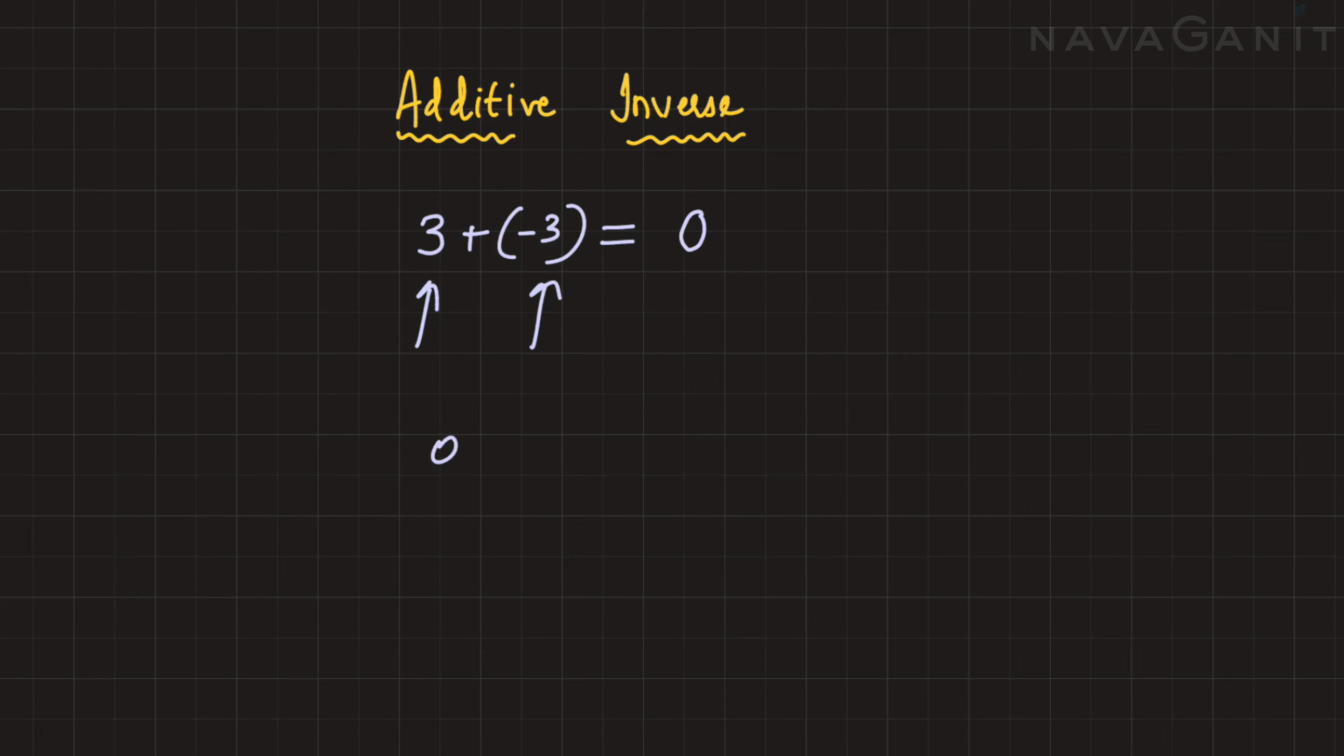Similarly, say we have 8. If we add minus 8 to 8, we would end up with 0. So minus 8 in this case would be the additive inverse of 8, and 8 would be the additive inverse of minus 8.